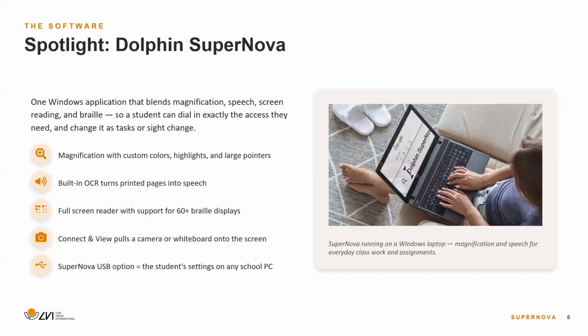So now that we have laid that groundwork, let's think about things from a software point of view. We've got our 5 accessibility keys that we thought about. Well, how can we represent that in software? And we're going to highlight software called Supernova by Dolphin.